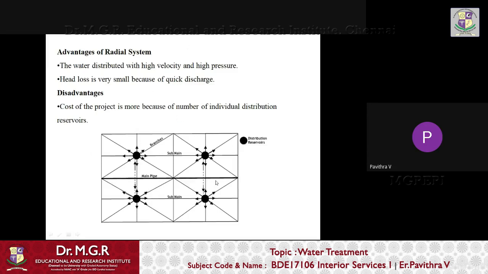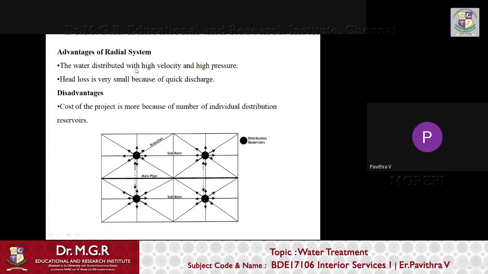A center main line will be provided, and from the main we are going to divide the branches, and after branches to the submains. So it will be like a radial pattern in all directions. Radially, the distribution system will be provided. So there is a distribution reservoir. From that, branches will be distributed, and after that, from submain and then the mains.